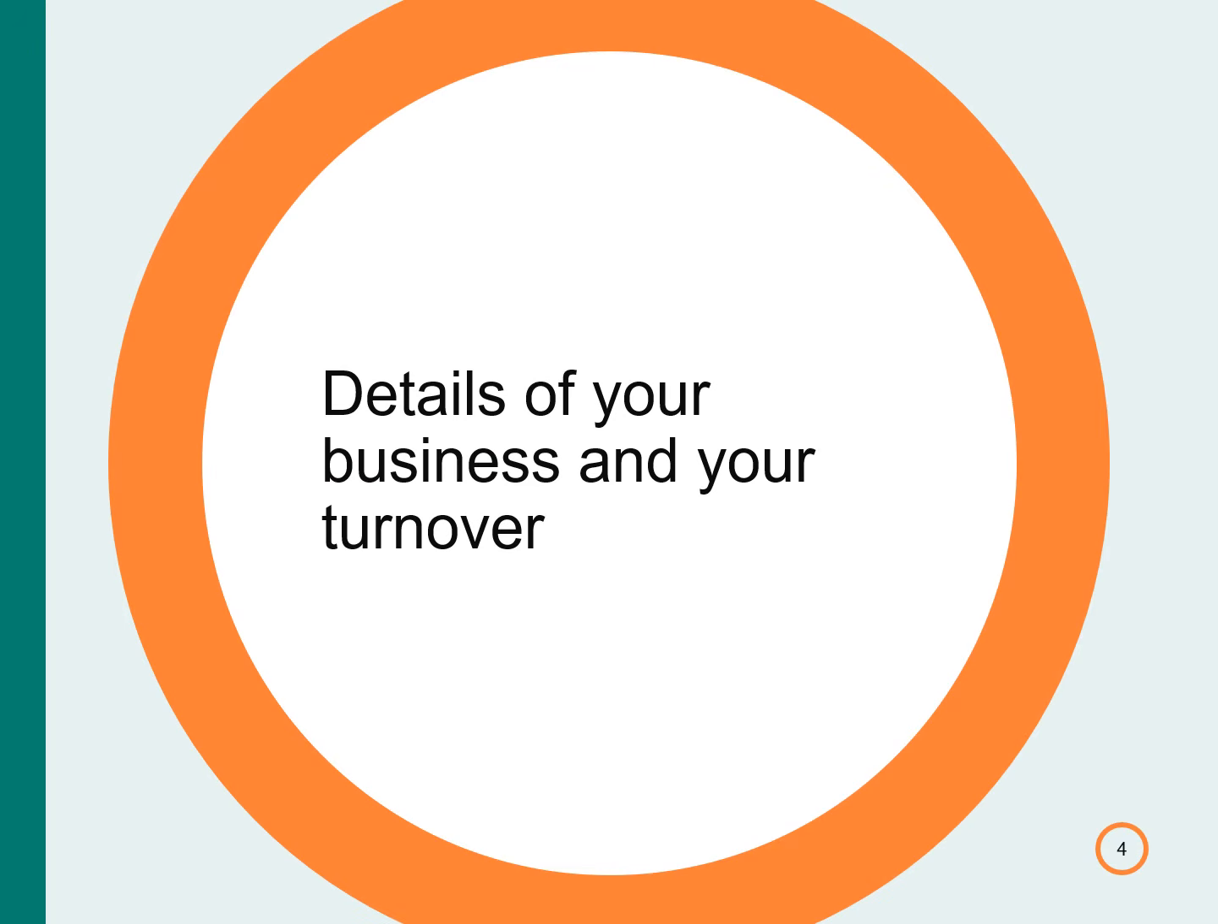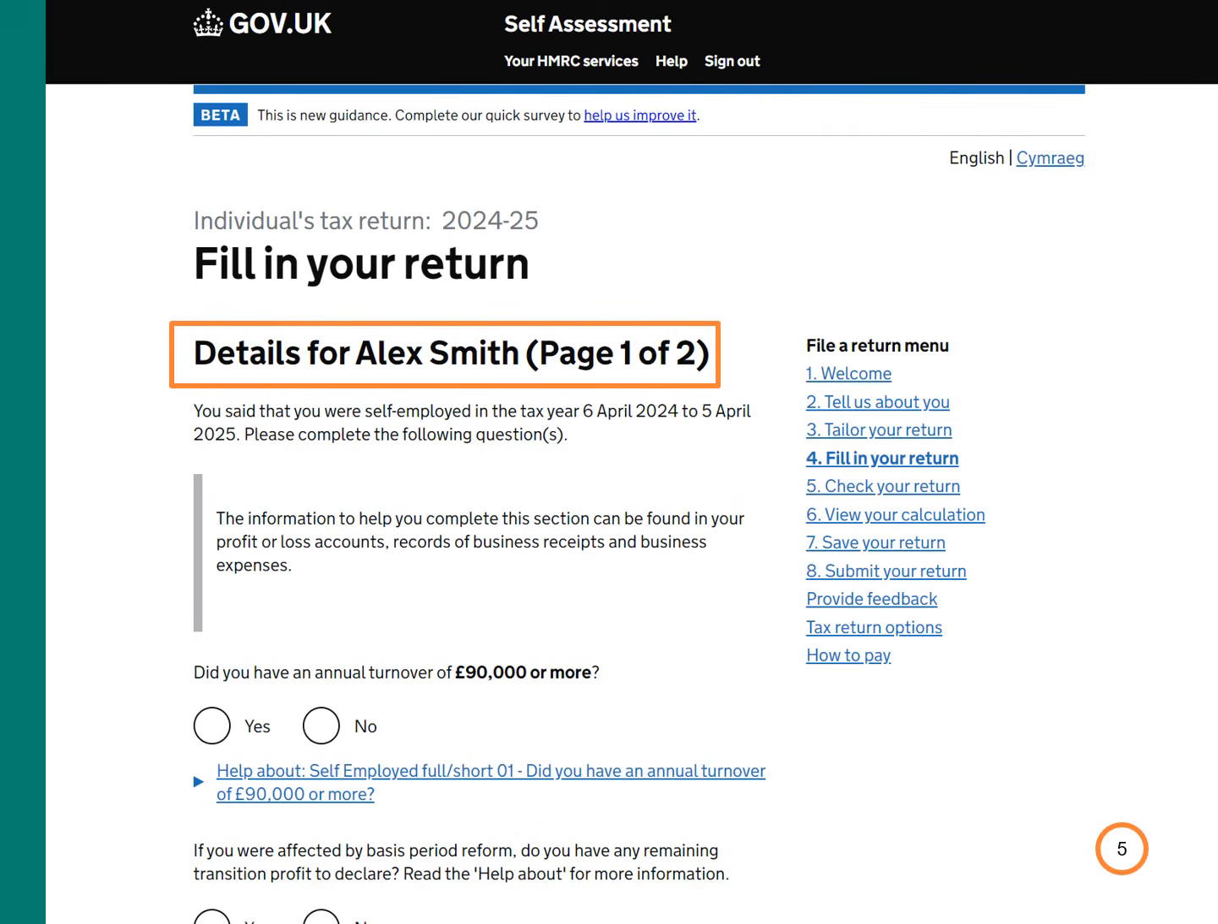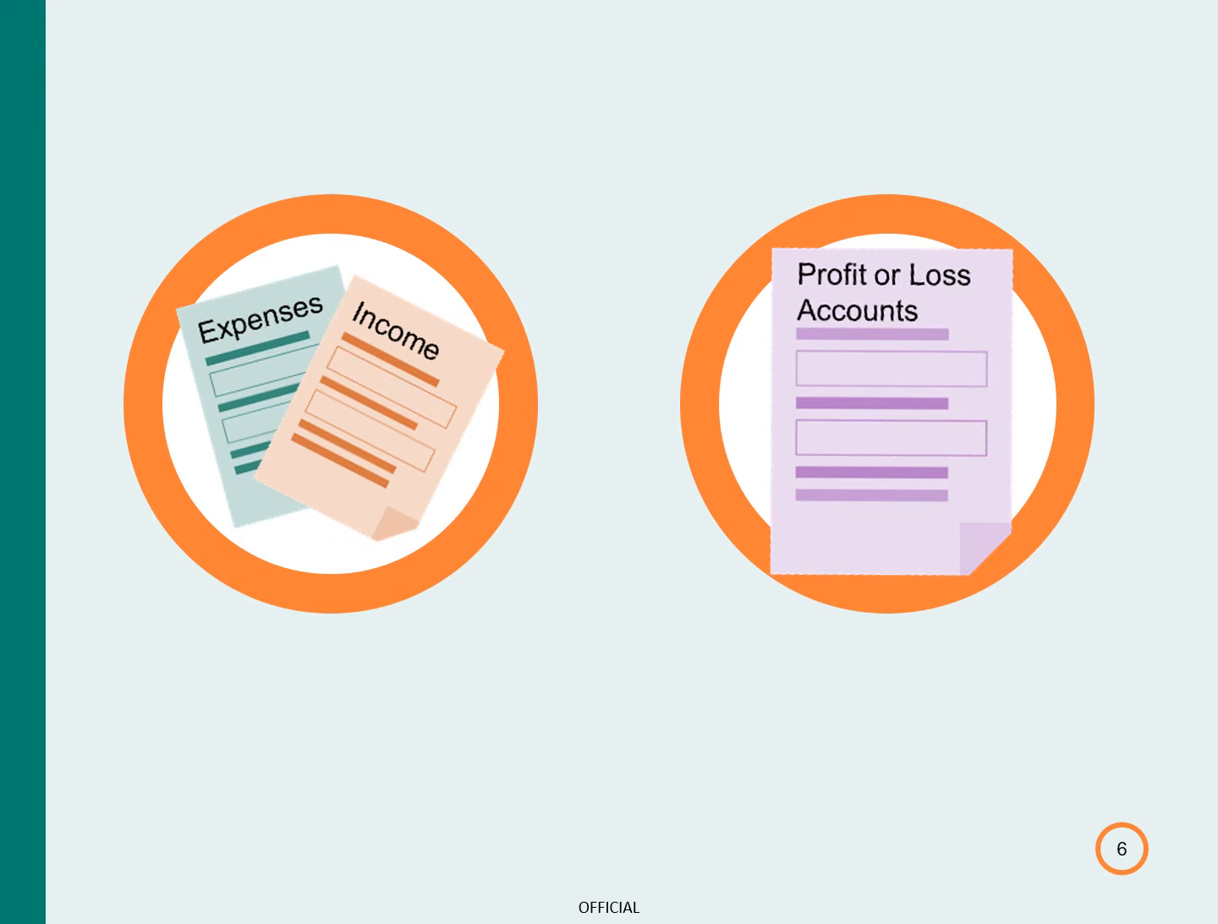So let's start with how you tell us the details of your self-employed business in your online tax return. This is the first page of the self-employment section. The name of the business is the name you provided when you tailored your return. If you don't have a business name, just use your own name. To fill in the details, you'll need records of your business receipts and expenses or profit and loss accounts.